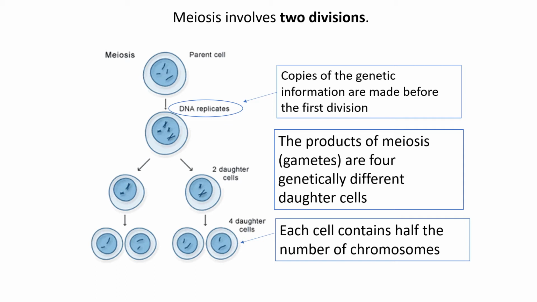Each gamete that is produced is genetically different from all the others. Gametes contain random mixtures of the original chromosomes. This introduces variation. The testes can produce around 400 million sperm by meiosis every 24 hours.